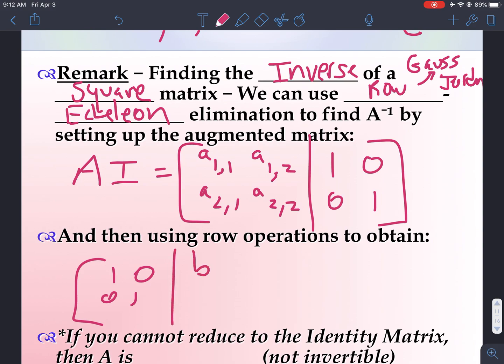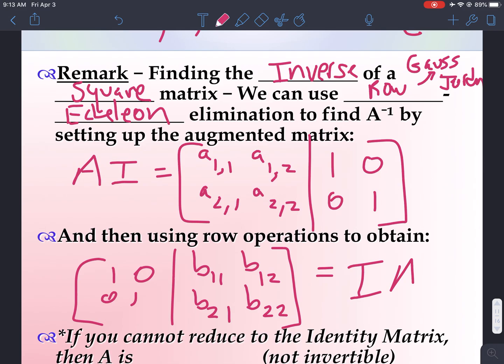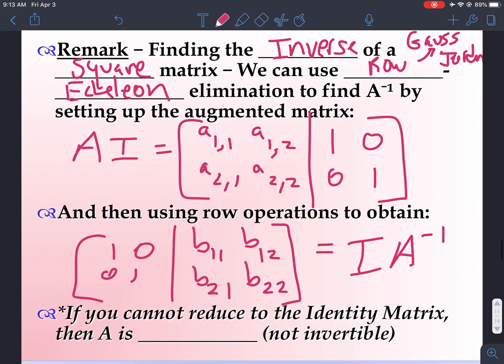And you will get different entries. B, row 1, column 1. B, row 1, column 2. B, row 2, column 1. And B, row 2, column 2. I've only done this for a 2x2 matrix with these entries, but we can extend this to any size square matrix, 4x4, 6x6, 3x3. And this is going to be I | A inverse. If you cannot reduce the matrix, it is called singular or not invertible.